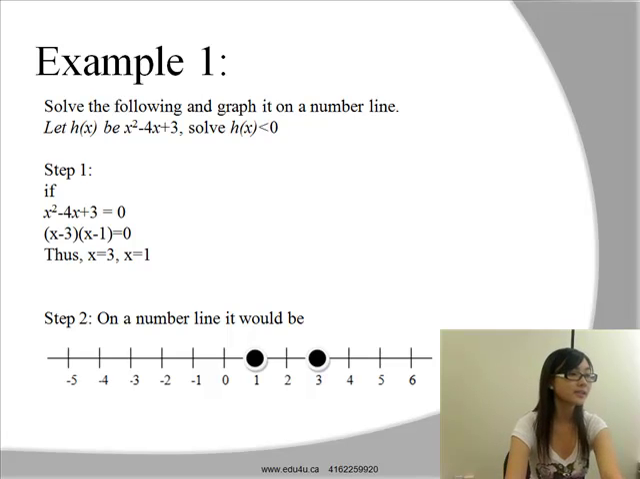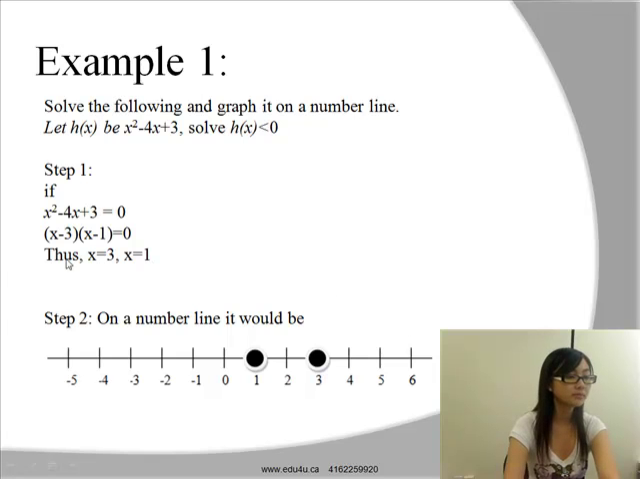Let h of x be x squared minus 4x plus 3. Solve for h of x less than 0. So in step 1, we have to solve it like it's an equality. We have to make it equal to 0 rather than less than 0. What we get from this is the root. So we factor the equation out, and that will give us x minus 3 times in bracket x minus 1 equal to 0. We can clearly see that x equals 3 or x equals 1.